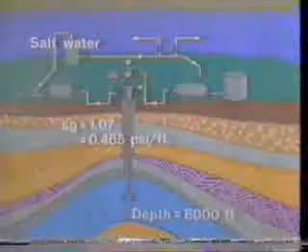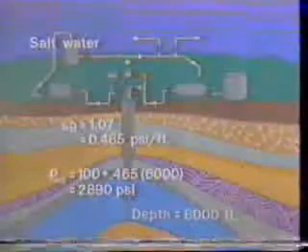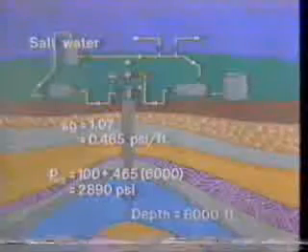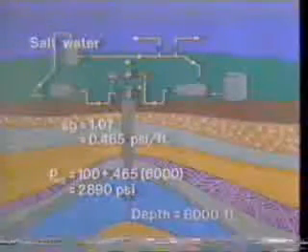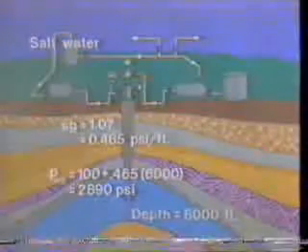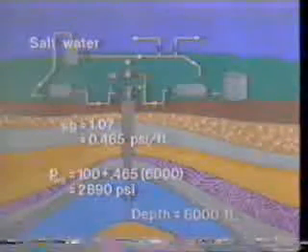Let's begin with the well filled with salt water. The specific gravity of salt water is 1.07, which is equivalent to a hydrostatic gradient of 0.465 psi per foot. The static bottom hole pressure for this well, then, will be 100 plus 0.465 times the 6,000 feet, or 2,890 psi.